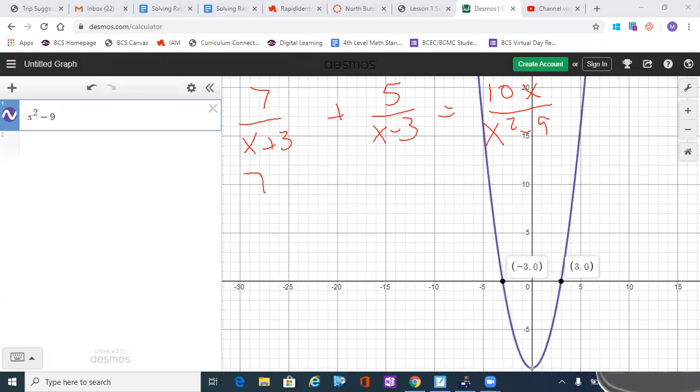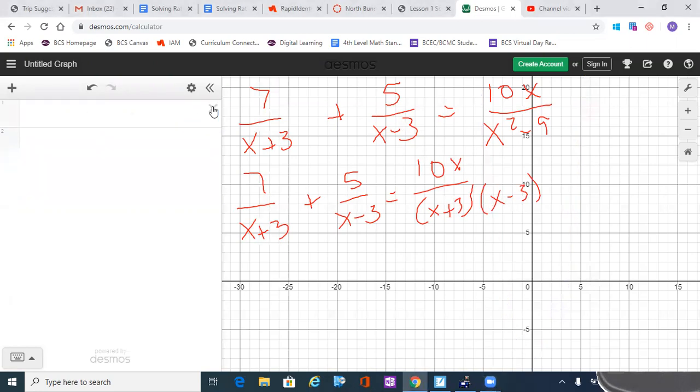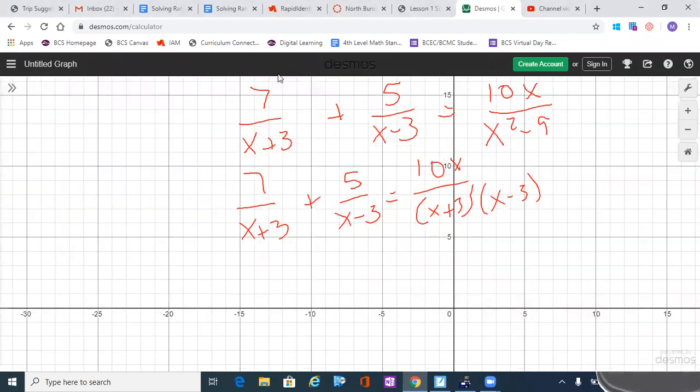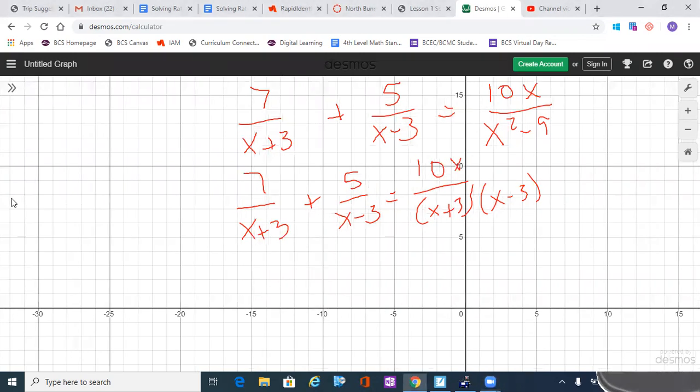So I'm going to write 7 over x plus 3 plus 5 over x minus 3 equals 10x over x plus 3 x minus 3. Let me go ahead and take that away. Once we've got that, like in previous lessons, we know we need to go ahead and find a common denominator. In this case, I've got an x plus 3 here, right here, and this has got an x plus 3. Well, this one needs an x plus 3, so I'm going to multiply by x plus 3 on the bottom.